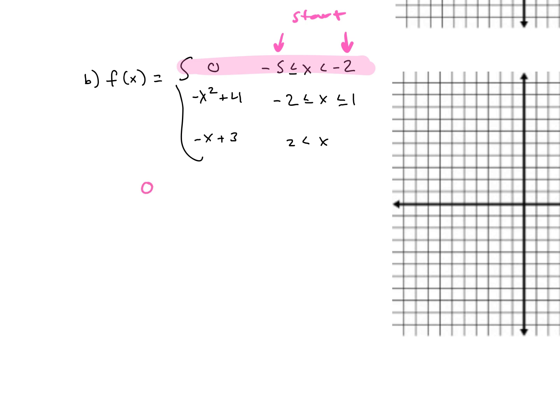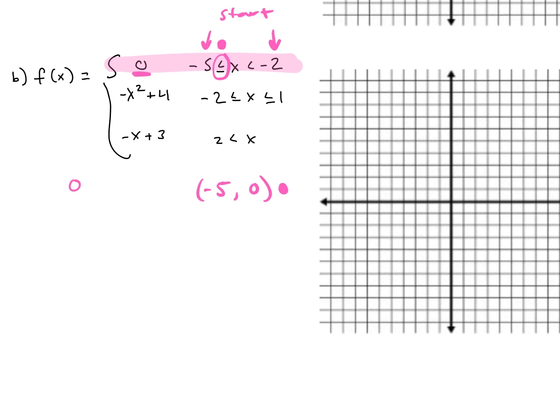So if I plug in, which technically we don't have anything to plug in here, but if I plugged in -5, what is my y going to be? 0. And at this point, do we have an open or closed circle? Closed, because it's less than or equal to, so we put a closed circle here. So I'm going to go to the left to -5 and stay at 0 and put a closed circle.